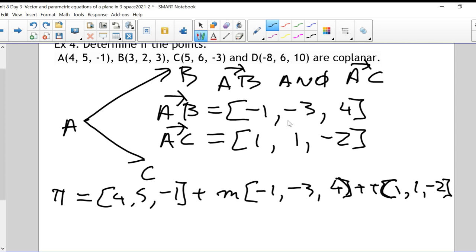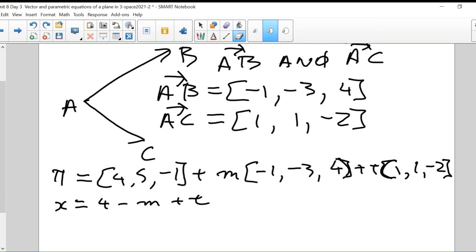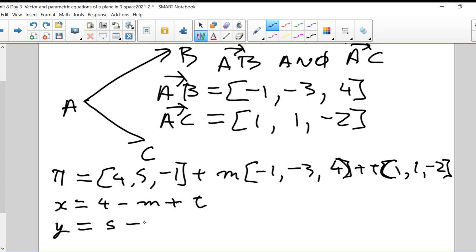All right, so let's put our parameters together. So my x is equal to 4 minus m plus t. You know what? I'm just realizing that my pluses and my t's look very similar. So I should probably start using another letter, but since we've got accustomed to the t, we'll stick with the t. So plus t. So 4 minus m plus t. My y is equal to 5 minus 3m and plus t again.